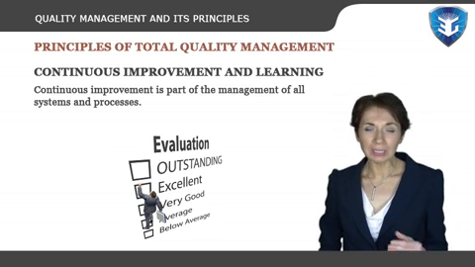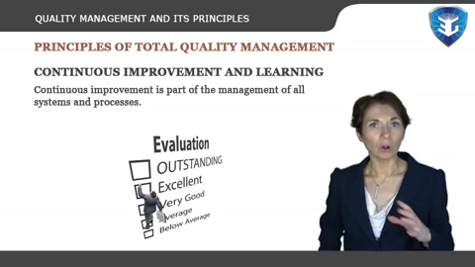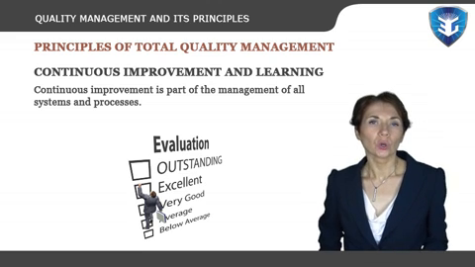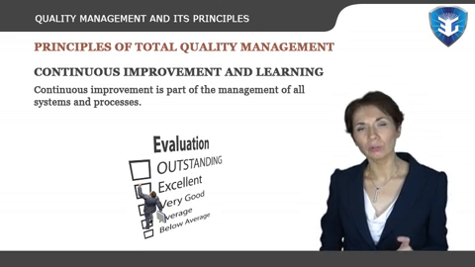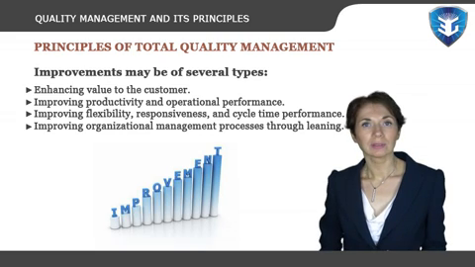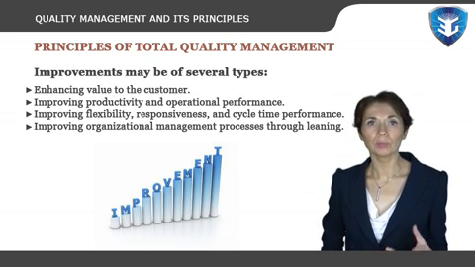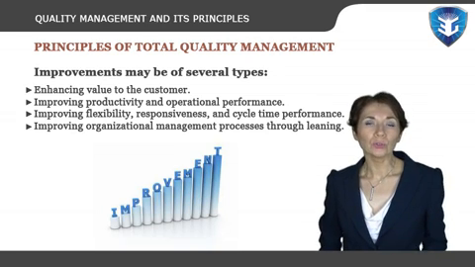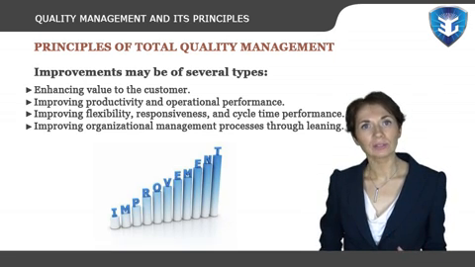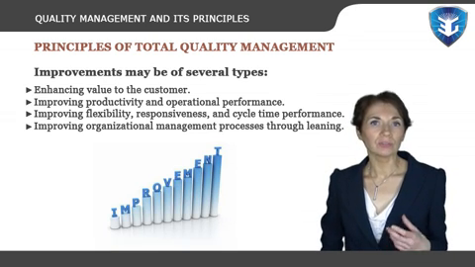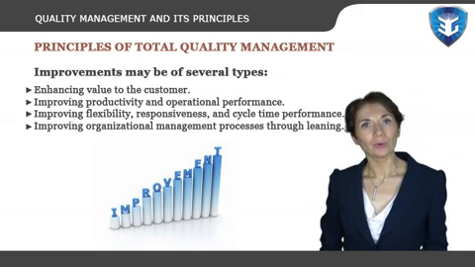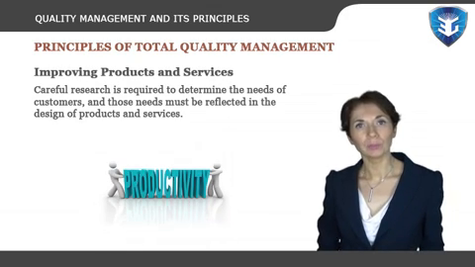Continuous improvement and learning. Continuous improvement is part of the management of all systems and processes. Achieving the highest levels of performance requires a well-defined and well-executed approach to continuous improvement and learning. Improvements may be of several types: enhancing value to the customer through new and improved products and services, improving productivity and operational performance through better work processes and reductions in errors, defects, and waste, improving flexibility, responsiveness, and cycle time performance, and improving organizational management processes through learning.